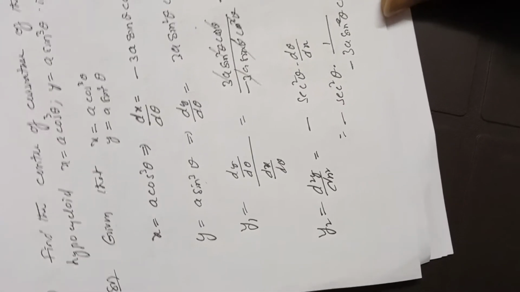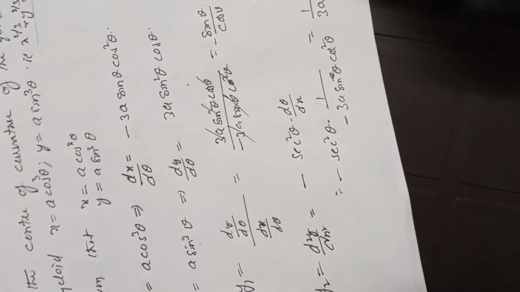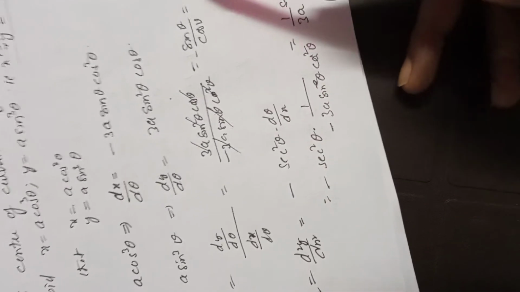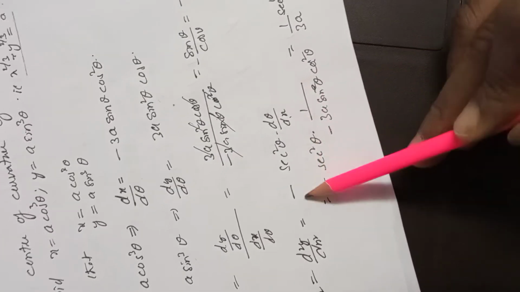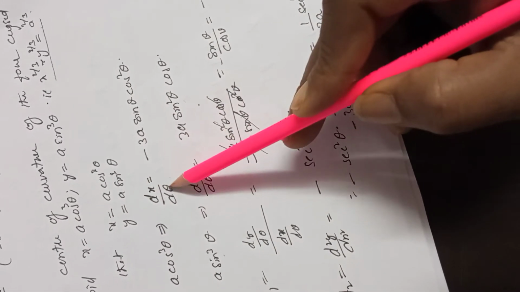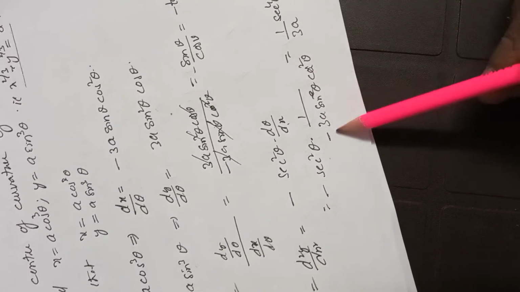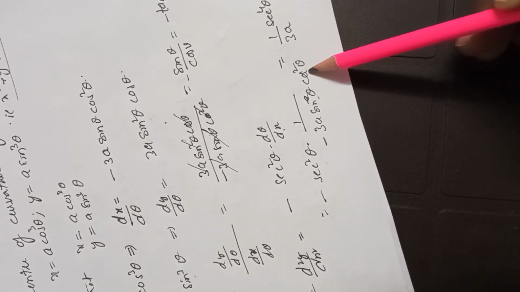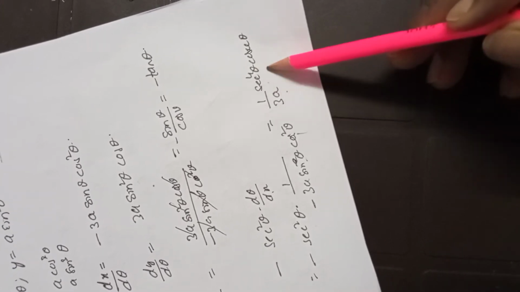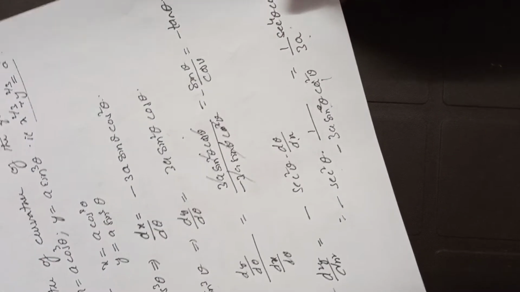Next, we need to find y2. What is y2? In general, d square y by dx square. Now again you have to differentiate this one. Differentiation of tan theta is secant square theta into d theta by dx, minus secant square theta into d theta by dx. We know the dx by d theta value, and d theta by dx value is 1 by this one, 1 by minus 3a sin theta cos square theta. If you simplify this one, 1 by 3a into secant to the power of 4 theta into cosecant theta.